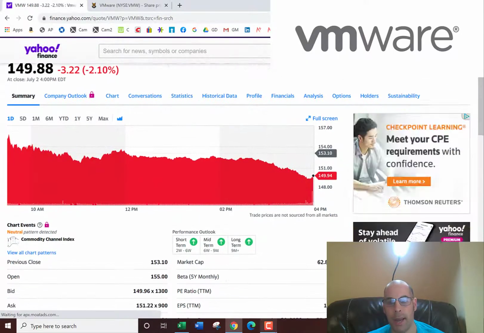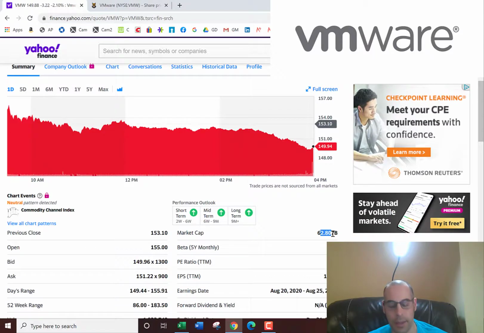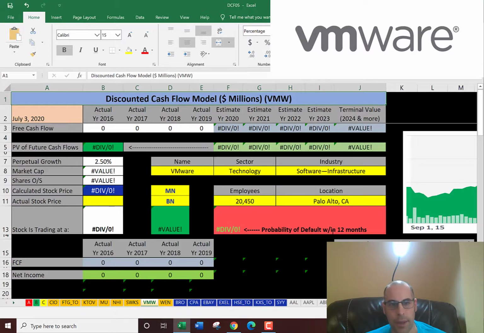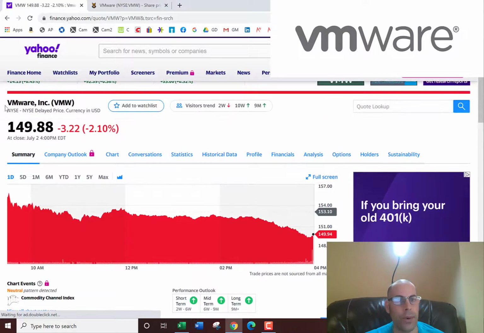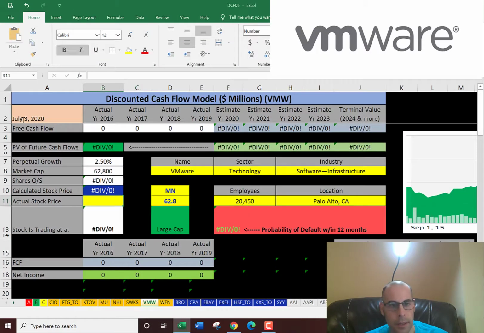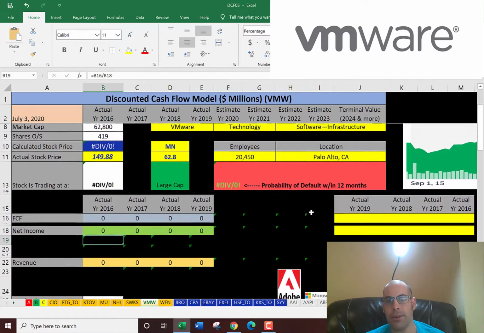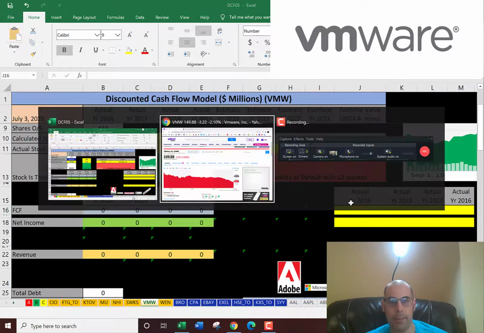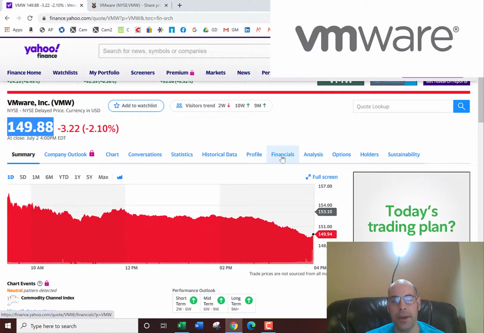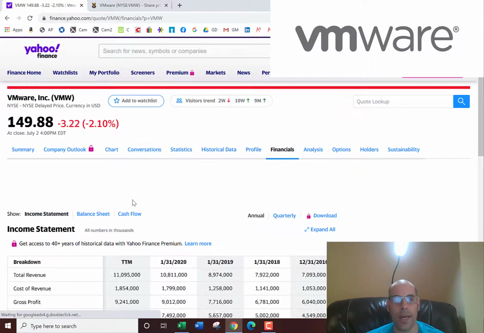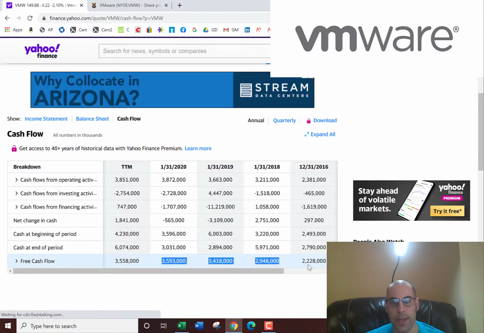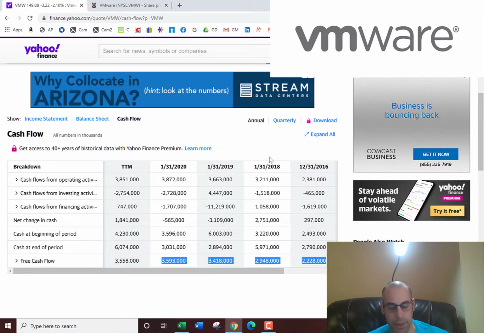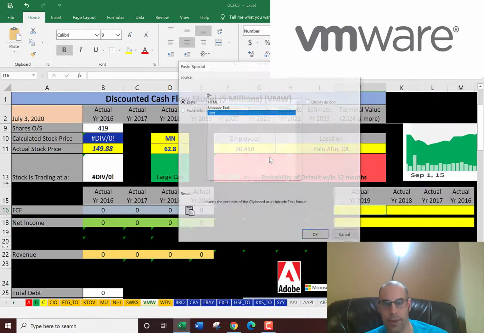First, we need a market cap, which is $62.8 billion. And then we're going to get the stock price, which is $149.88. And we next need the free cash flows. And free cash flows is cash flow from operations minus capital expenditures. And this is how you value a company or you value any asset. You have to estimate the future cash flows and then discount that number back to today's value. And that's what I'm doing here in the video.